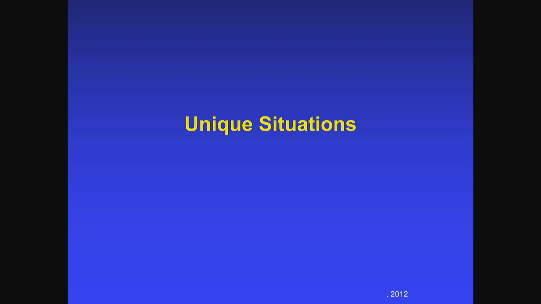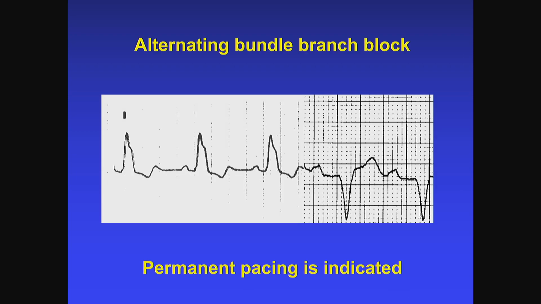We will now talk about unique situations in conduction abnormalities. This slide shows a continuous rhythm strip in a patient with alternating bundle branch block. This patient has intact AV conduction, but the QRS is wide and the axis shifts dramatically from a right bundle to a left bundle in lead V1.